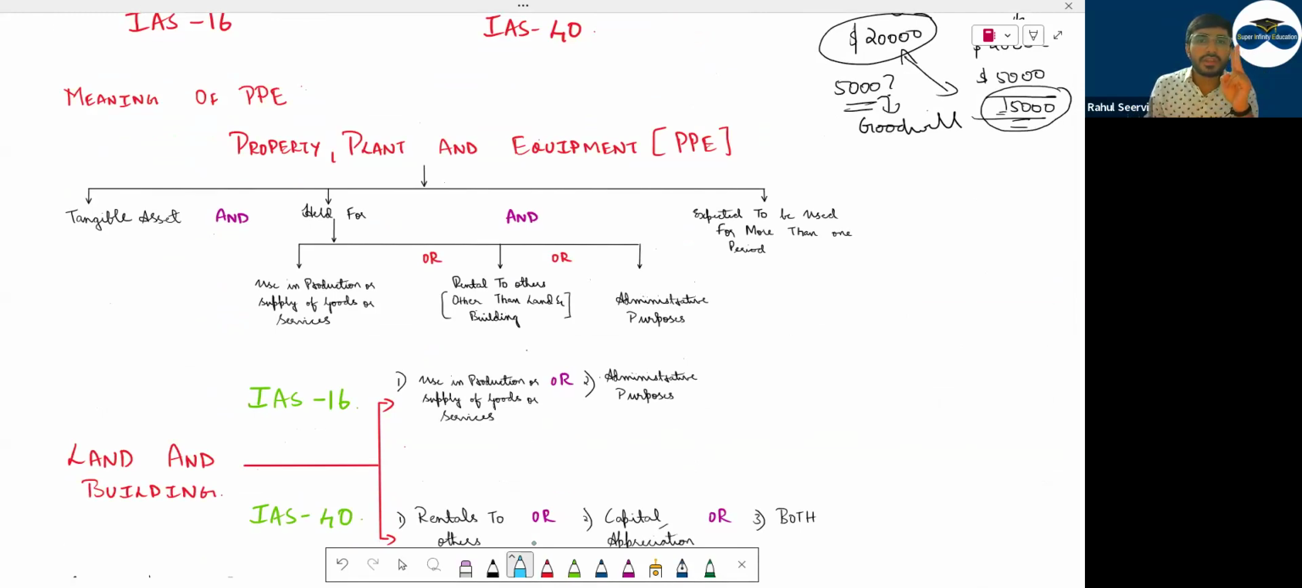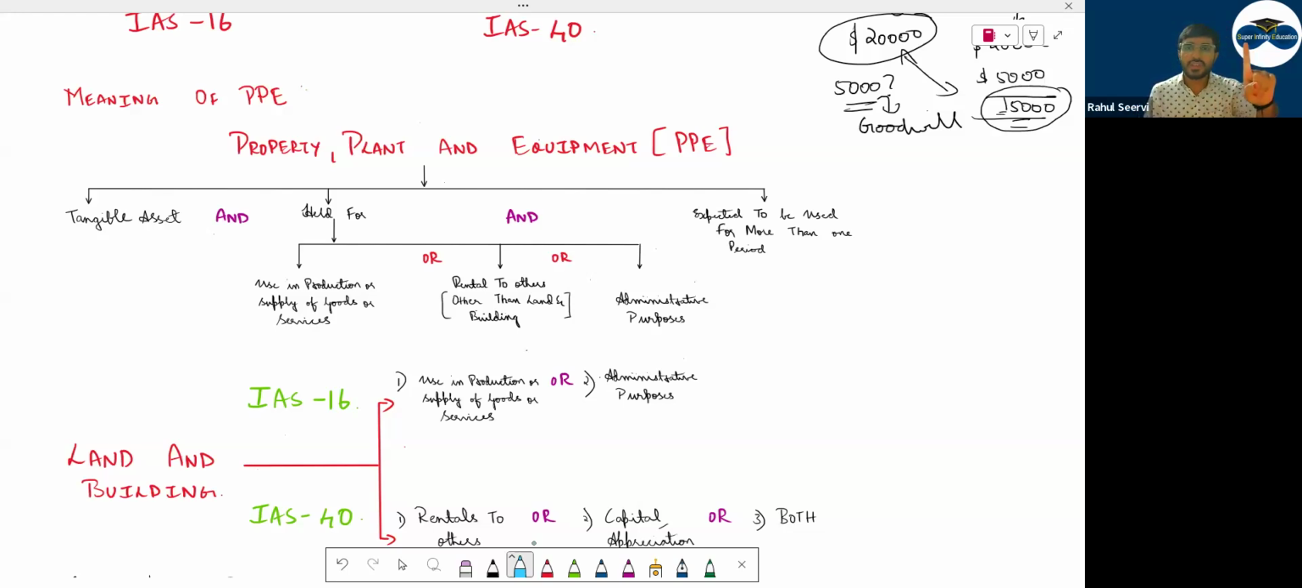Second one, it can be used for more than one period. One period means it can be used for more than 12 months. The third point is that it should be used for your business purpose. These three are the important key terms for saying that the following item is a PP or not.